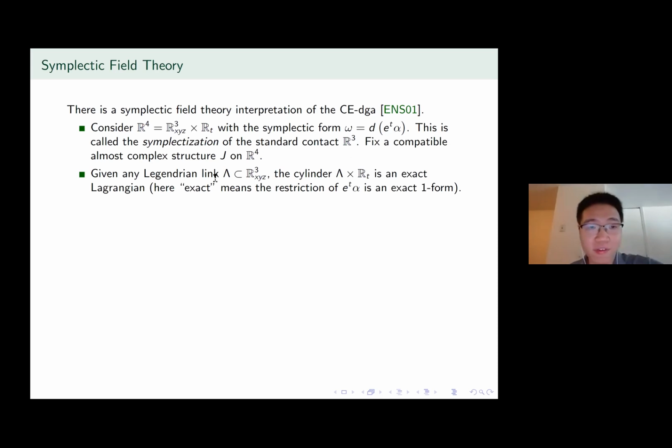Given any Lagrangian link lambda, you can take the cylinder of lambda by just taking the product with a copy of R. This is an exact Lagrangian. Exact means that the restriction of this 1-form, e to the t times alpha, is an exact 1-form. Exterior derivative equals e to the t times alpha.